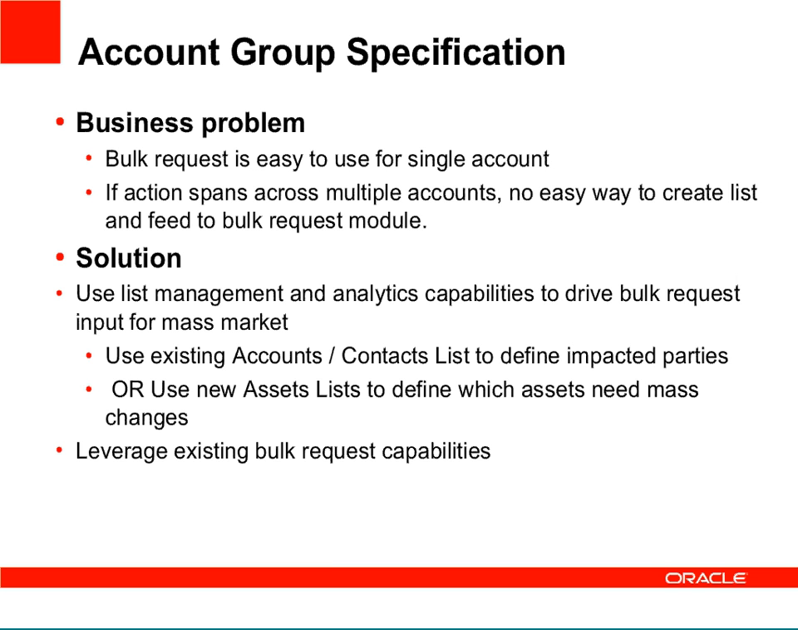Let us look at details about account group specification. Bulk request is easy to use for a single account. If an action spans across multiple accounts, there is no easy way to create a list and feed it to the bulk request module. So what is the solution? Well, the solution is to use list management and analytics capabilities to drive bulk request input from mass market. Use an existing account or contact list to define impacted parties, or use a new asset list to define which assets need mass changes. Leverage existing bulk request capabilities to process the request once the input data is defined.